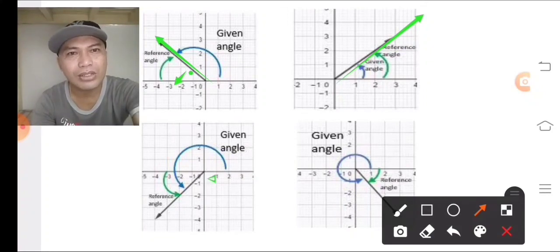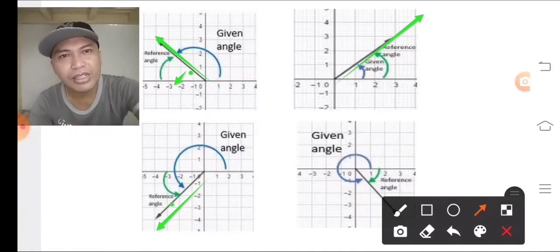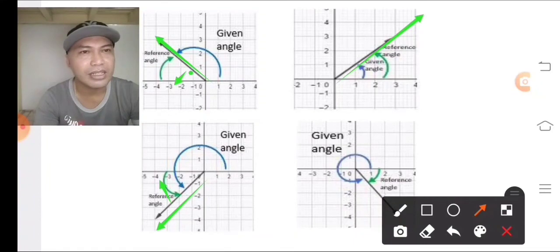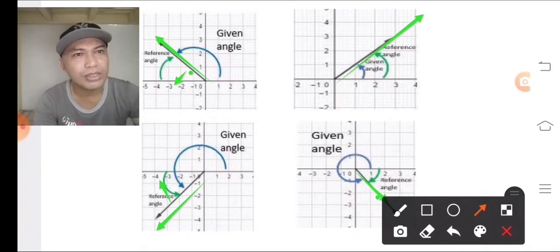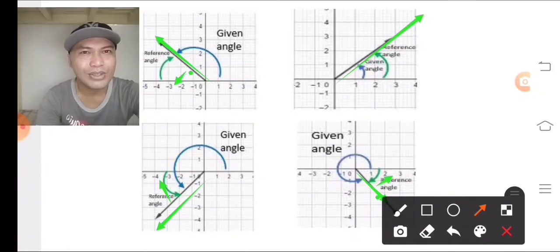So in this illustration, the terminal side is in the third quadrant, so you have to measure the angle between the terminal side and the x-axis or the horizontal line. While in this given, the terminal side is in the fourth quadrant, so you have to measure from the terminal side in the fourth quadrant going to the x-axis. So you can easily identify, determine, or solve the reference angle.